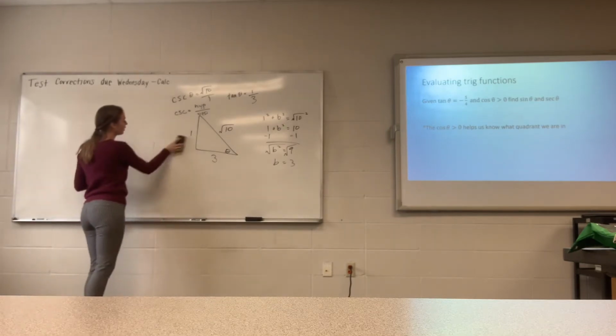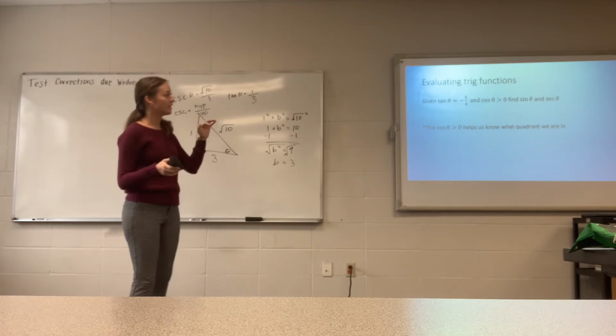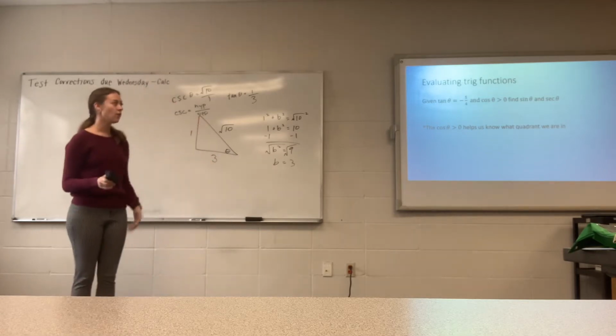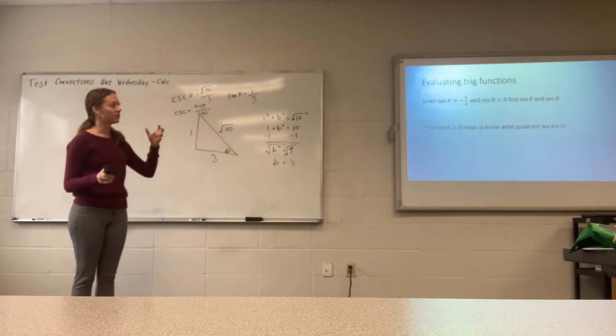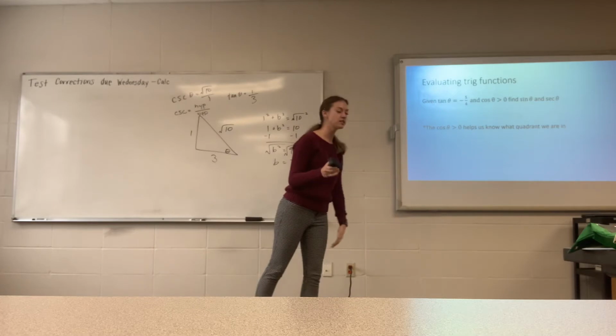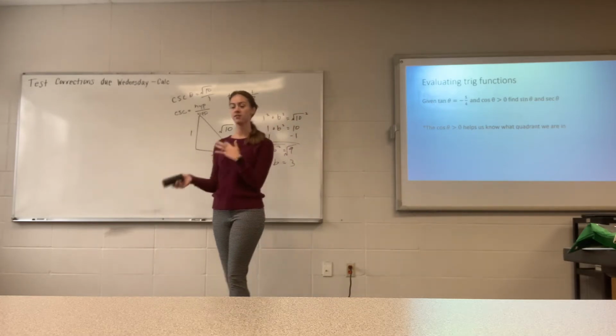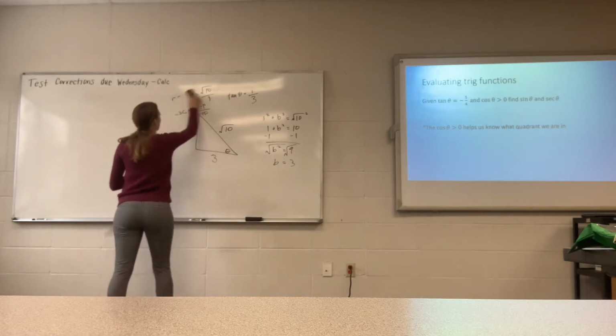Okay, so for our first problem, it says, given our tangent of theta is equal to negative 5/4, and it also tells us that our cosine of theta is greater than 0. What this cosine of theta being greater than 0 is going to help us figure out is what quadrant we're in, so what answer should be positive and negative.